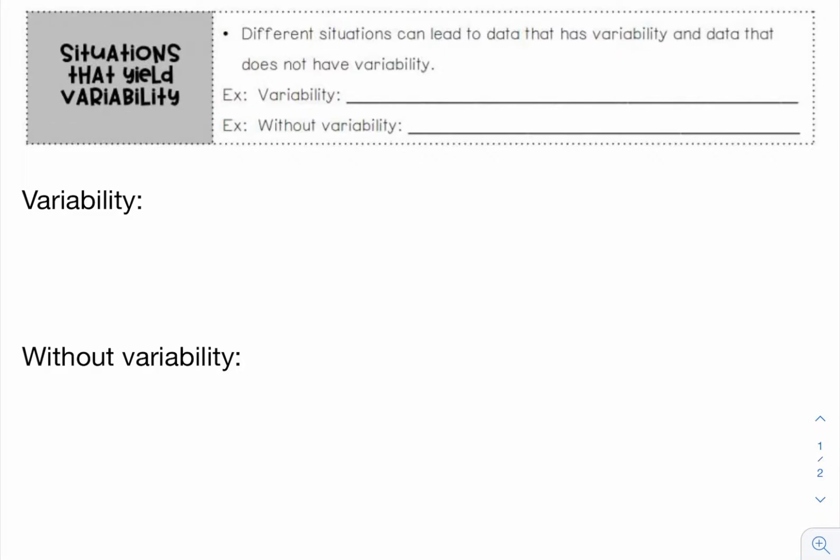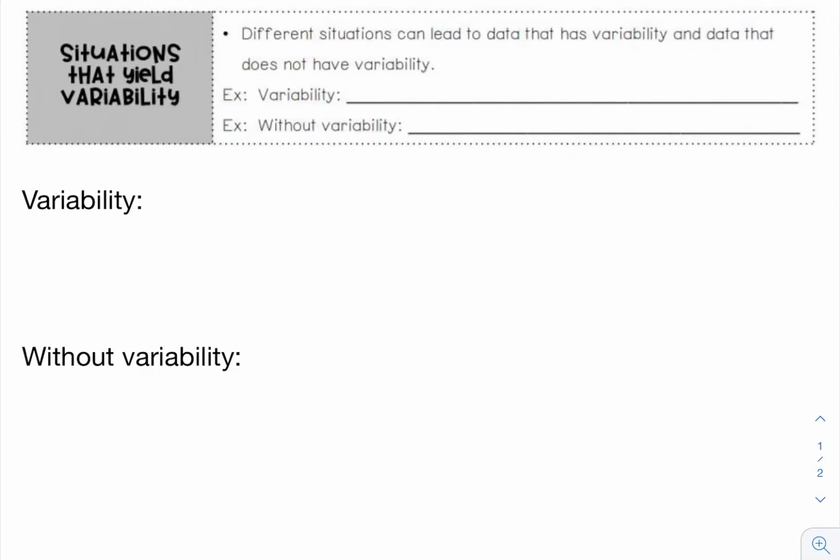The range, which is the difference between the highest and the lowest point, the interquartile range, which is the distance between the third quartile and the first quartile. That's when data sets have variability. There's different points to work with. Situations that do not have variability mean that they don't have multiple points to work with. They have one data point that always stays the same.